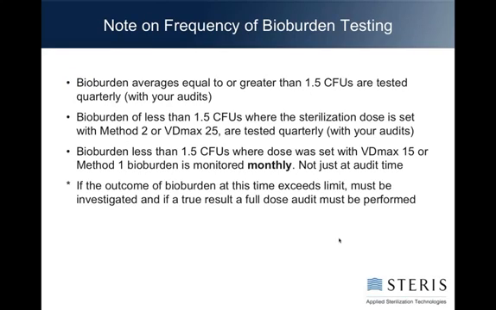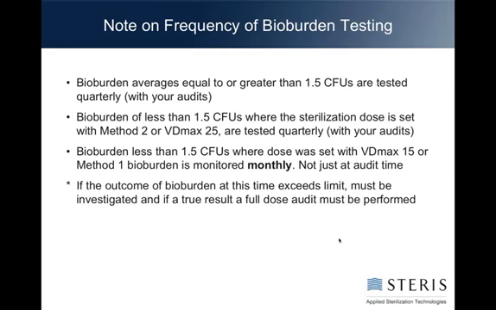Note on the frequency of bioburden testing. Bioburden averages equal to or greater than 1.5 CFUs are required to be tested quarterly with your audits. Bioburden of less than 1.5 CFUs, where the sterilization dose is set with Method 2 or VD Max 25, also can do quarterly bioburden testing. But for bioburden less than 1.5 CFUs, where the dose was set with VD Max 15 or Method 1, bioburden is monitored monthly, not just at audit time.